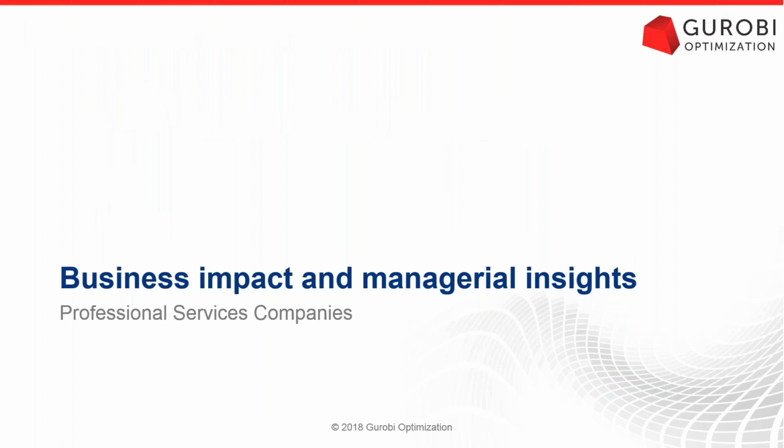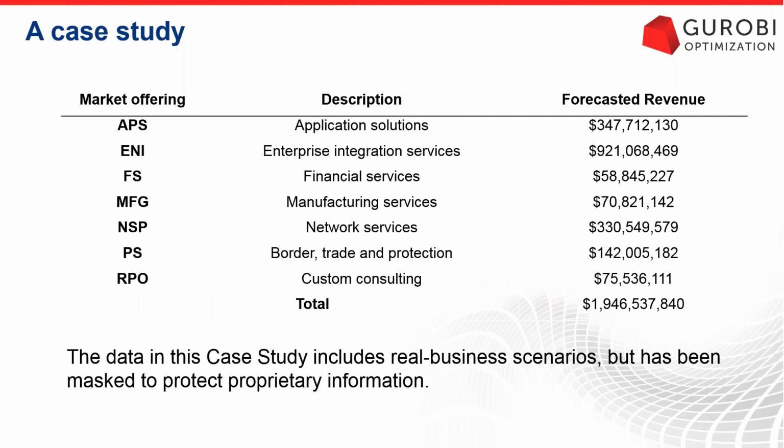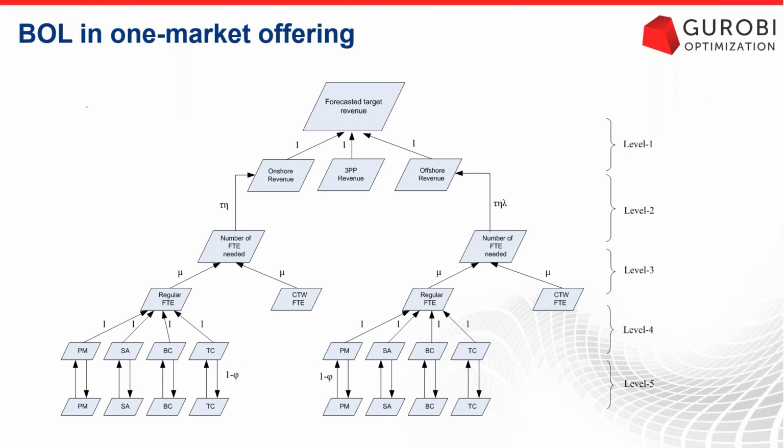Now let me present a use case we came up with using real-world data. The data has been masked to protect the proprietary information, but the use case has all the features of LSO to demonstrate the behavior of the solution and its advantage compared with the spreadsheet approach. In this case study, we consider 7 market offerings with their forecasted target revenue to be met. And here is the bill of labor structure of one market offering with the multiplier shown.